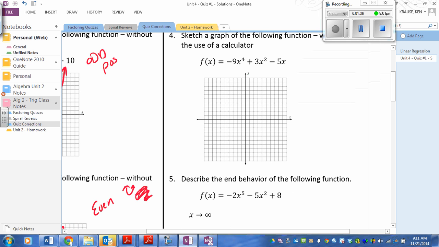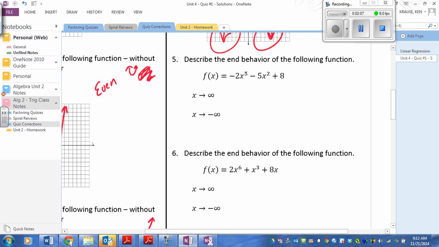Number 4 has a positive x squared, a positive exponent, as the highest degree. I don't care about these, but it has a negative leading coefficient. So because the degree is even, the arrows are going to be pointing in the same direction, and because the coefficient is negative, something like that. Again, it doesn't have to be accurate. This is not at all what this thing looks like, but the end behavior is what I'm looking for. Can you tell me that it's going to be pointing down?